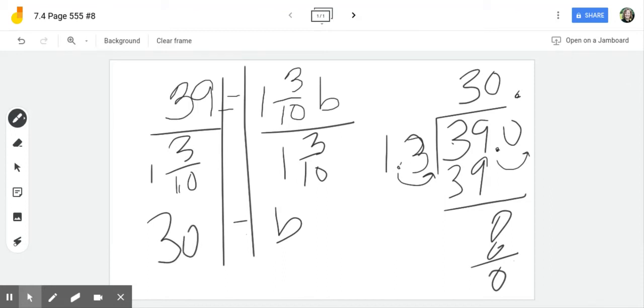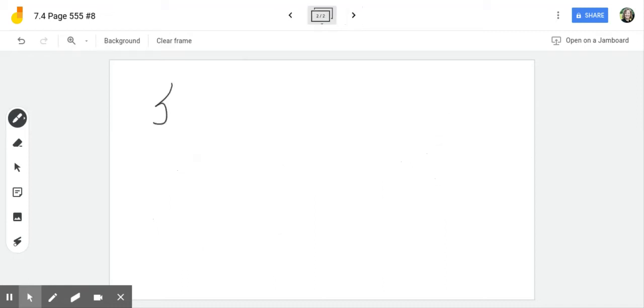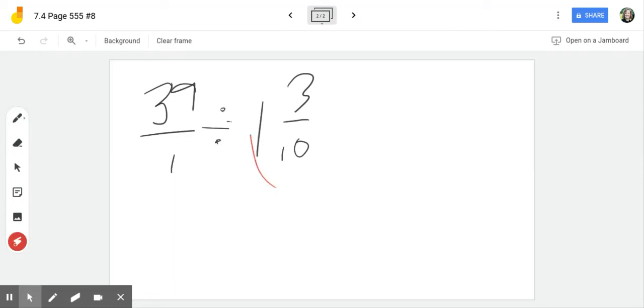1 3/10 times 30 is equal to 39. Is that true? Let's try it again using fractions. We're going to take 39 over 1 and divide it by 1 3/10. Same concept, I'm just leaving it as a fraction. 1 3/10 is the same as 10 times 1, which is 10, plus 3 is 13. So that's the same as 13/10.